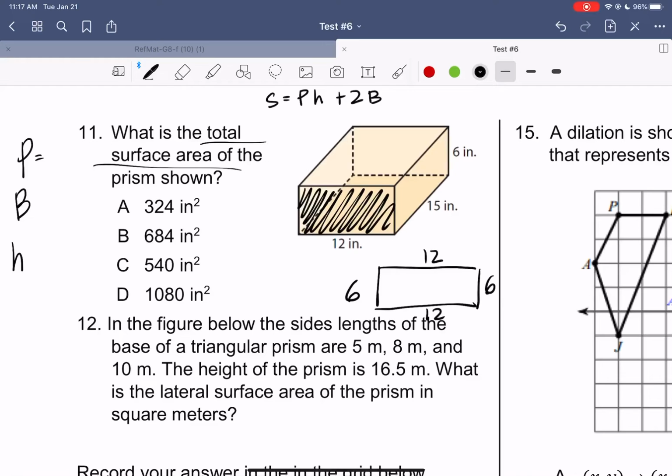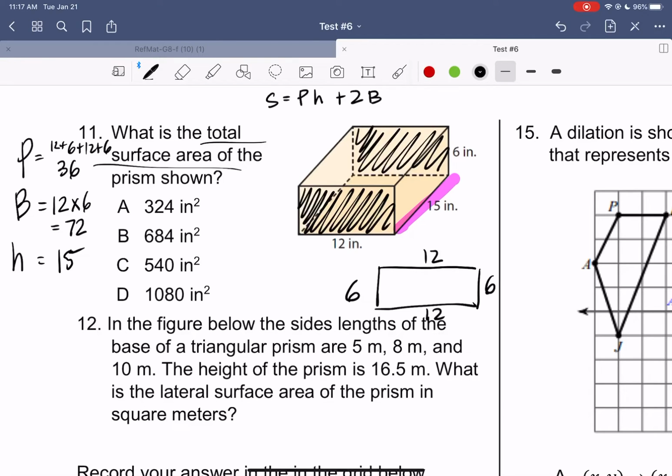So to find perimeter, we're going to add these up. So 12 plus 6 plus 12 plus 6, and that's going to be 36. The area of our base is 12 times 6, and that is 72. And the height, this is the height of our prism, so it's the thing connecting our two parallel and congruent bases, which is going to be 15. So from there, we have 36 times 15 plus 2 times 72. All right, so there's that one.